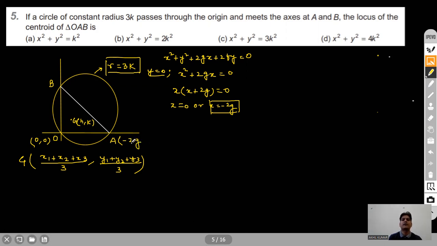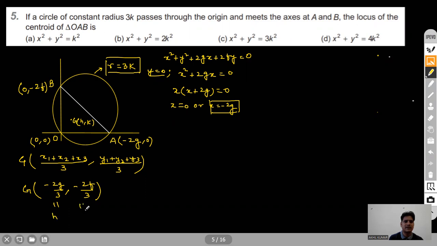So we find the coordinates of A as minus 2g, 0. And similarly, for finding the coordinates of B, we can put x equal to 0. That will be nothing but 0, comma, minus 2f. Now we have triangle OAB, whose three vertices' coordinates are all known to us, right? So putting this here, we can find the coordinates of G as (0 plus 0 minus 2g) upon 3, and the y coordinate will be minus 2f upon 3. Okay, so this is nothing but what we have assumed.